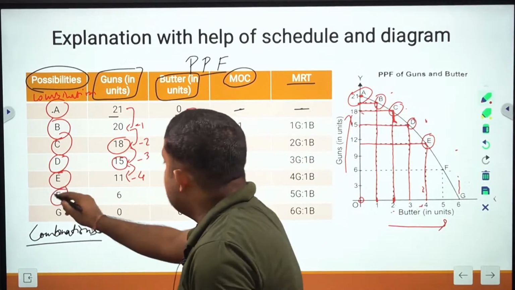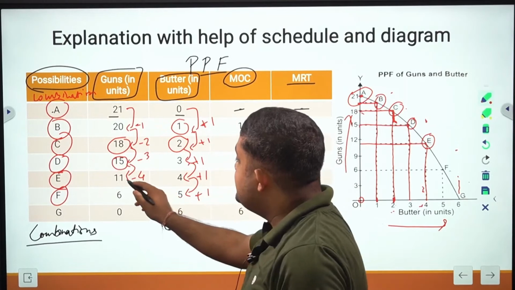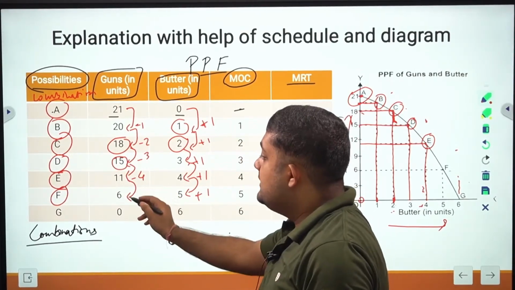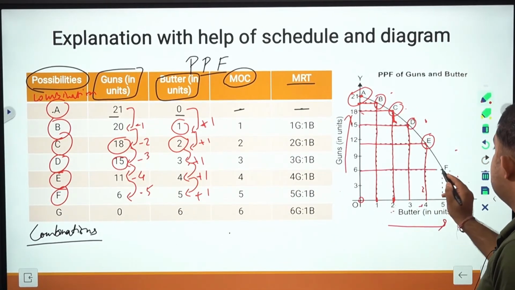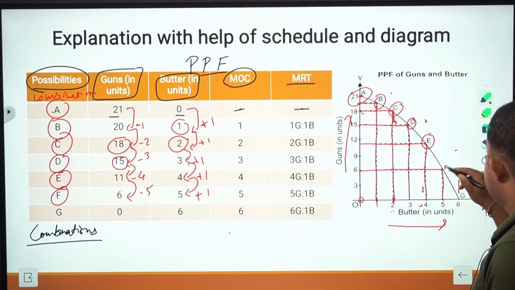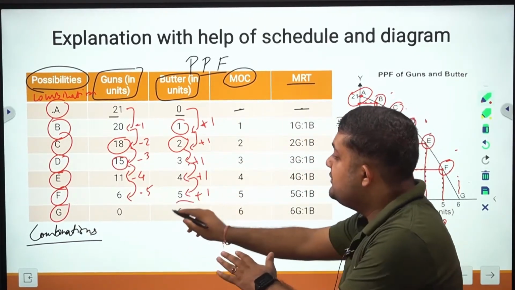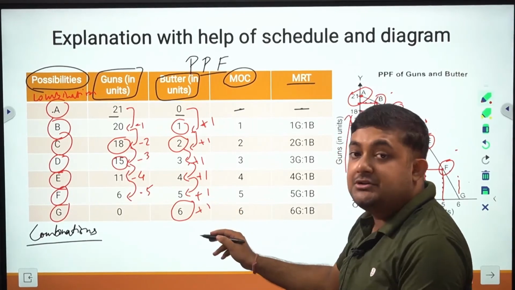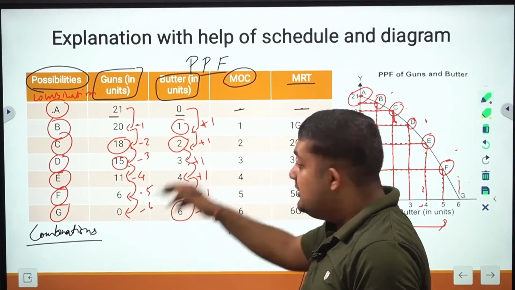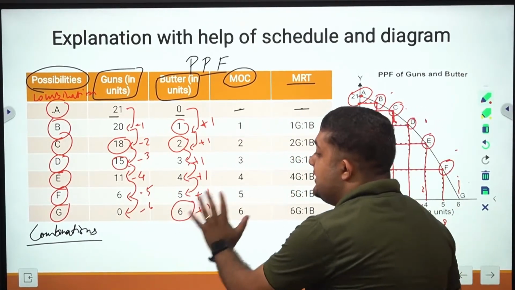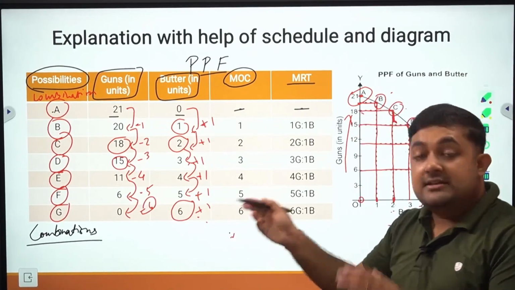Similarly in F, to produce one more unit of butter, we had to sacrifice how much guns? 5. So this is the combination F. And lastly we produce all units of butter. To produce the 6 units of butter, one extra unit of butter, we need to sacrifice 6 units of guns. Here guns become 0 and the economy is producing entirely butter. To produce one more unit of butter, we had to sacrifice 6 units of guns.